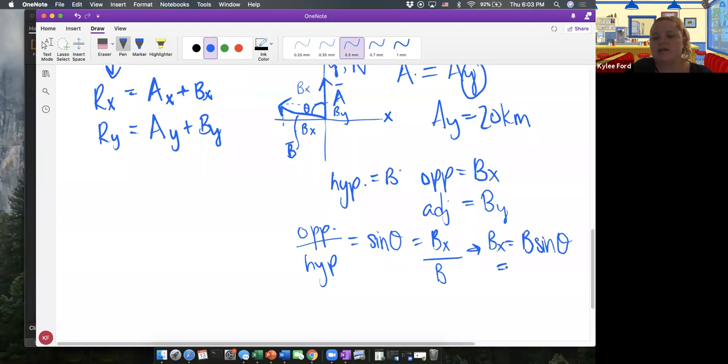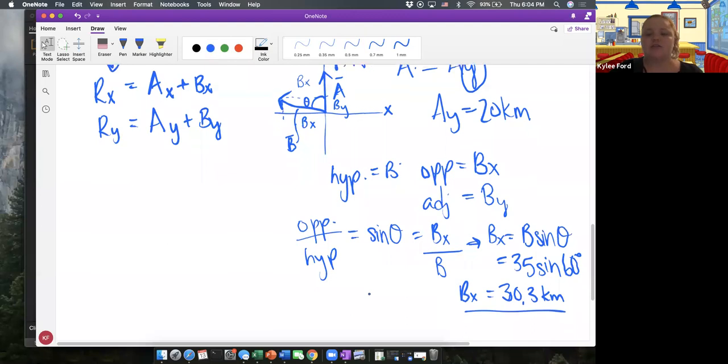And now I can plug in my numbers, my B being 35, sine of theta, which is 60 degrees. Plug that into my calculator. Again, remember that it needs to be in degree form. So now this is going to be 30.31, actually 30.3 kilometers. So that's my BX.